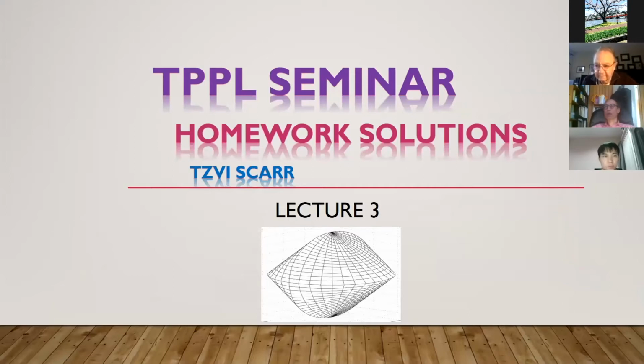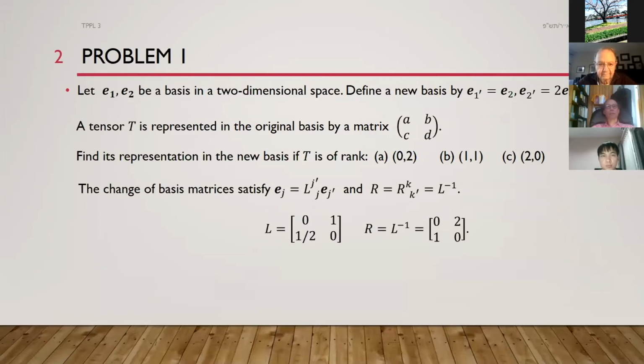So let's go over the homework solutions from the last lecture. The first problem was to work in a two-dimensional space with a given basis, E1, E2, and to define a new basis. Actually, this is not the new basis as originally appeared in the homework, because we didn't like the way that the answers came out the same for parts A, B, and C. So it didn't really illustrate what we're trying to illustrate, so we chose a different change of basis.